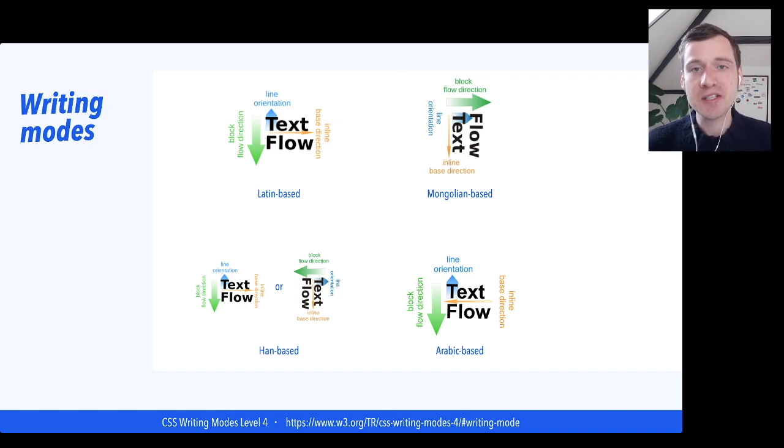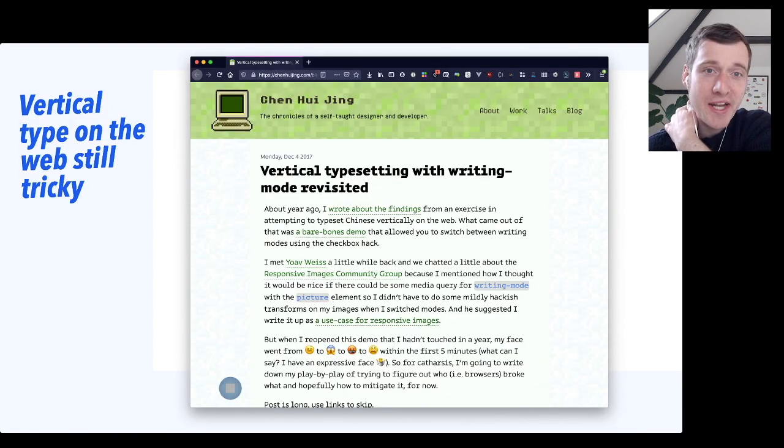And then there's Arabic systems where the inline direction is from right to left and the block direction is from top to bottom. And there's all these different writing systems, and it would be really cool if the web automatically adapted for that. And there is CSS invented for that, and a great primer on that is Wei Jing's post, Vertical Typesetting with Writing Mode Revisited, where she looks at an older example that she created and then opens it again. She goes from frowny face to scared face to angry face to disappointed face in just 5 minutes.